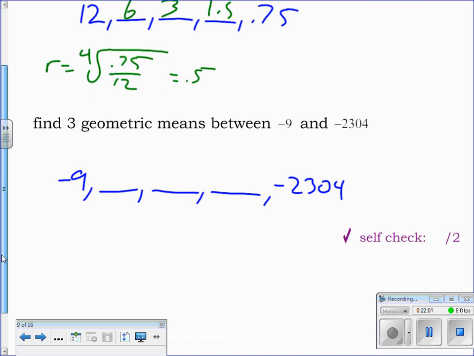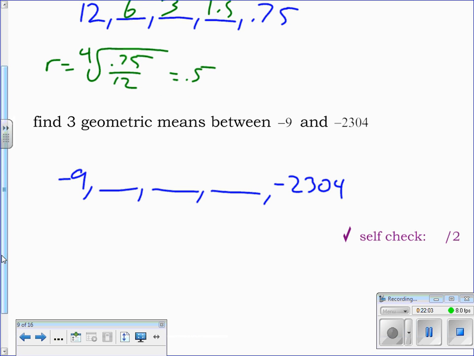On the next one here, same thing. R, once again, fourth root, negative 2,304 divided by negative 9, and you get 4. Which means you get negative 36. What's the next one?